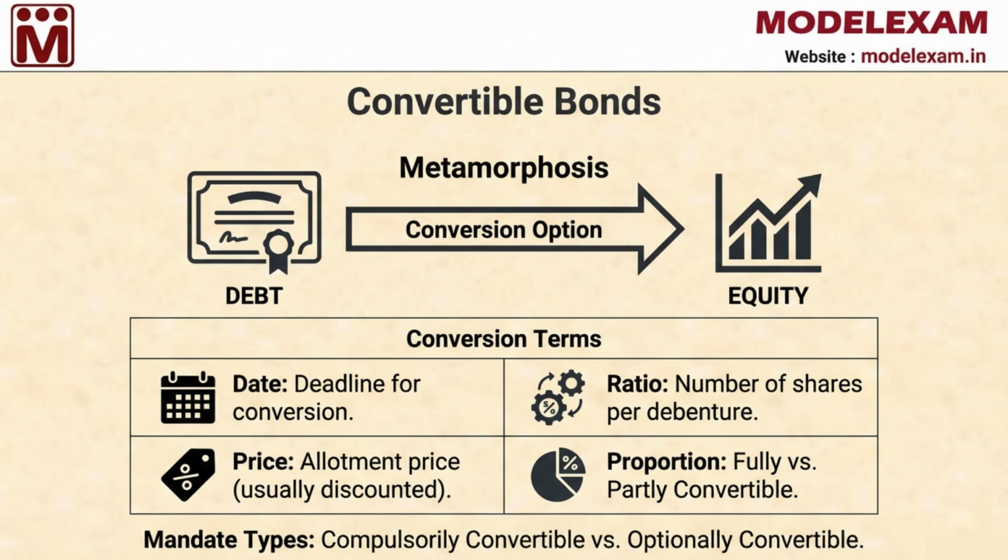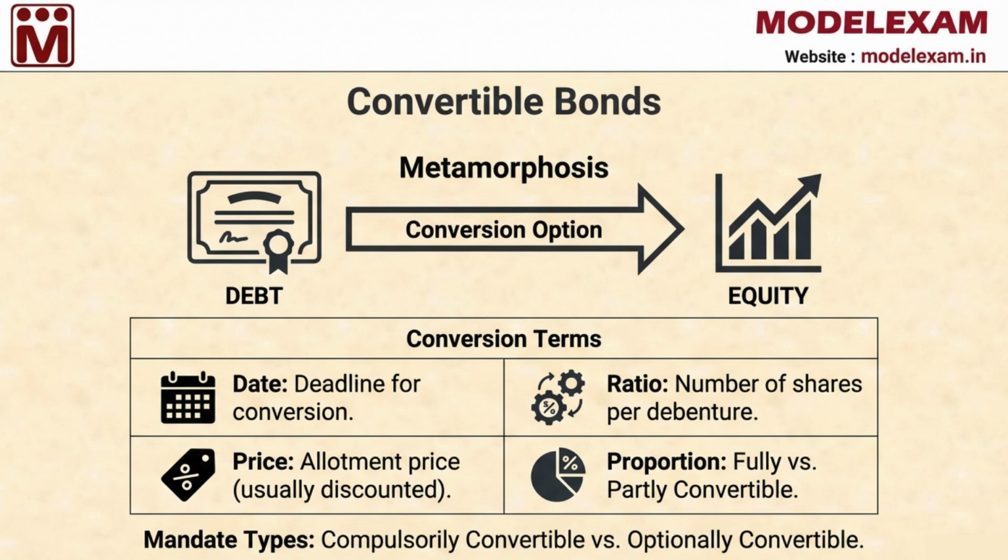Think of this as a metamorphosis. It starts its life as a debt instrument paying you interest, but it comes with an option to convert the debt into equity shares of the company later on. When you buy this bond, the terms are already set. You know the deadline for conversion, the ratio of how many shares you get for each bond, and the price at which those shares will be allotted.